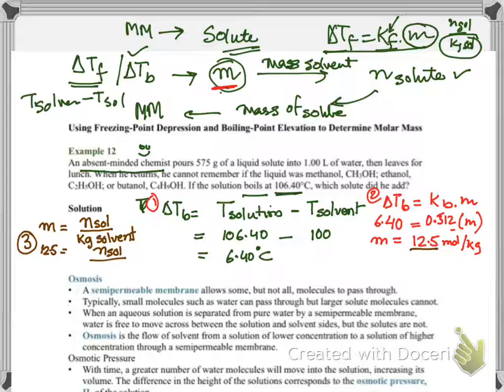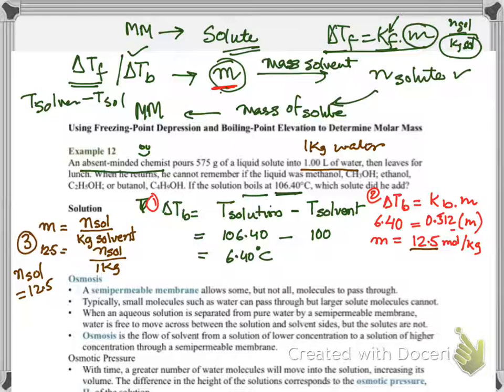Kilograms of solvent. So how much solvent is given to me? We are using 1 liter of water. 1 liter of water basically means 1 kilogram of water. Why? Because the density of water is 1 gram per mL. So that means divided by 1 kilogram. That means what will be my moles of solute then? Moles of solute will be 12.5 times 1, which is 12.5. That's my step number 3.